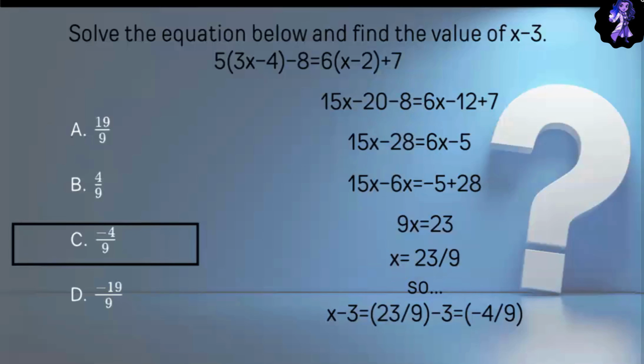Just to note, the problem actually doesn't ask you for the value of x, but x minus 3. So you have to go ahead and plug that in to then solve, and you have 23 over 9 minus 3, and then if you plug it into your calculator, you'll get negative 4 divided by 9, which is equivalent to C.